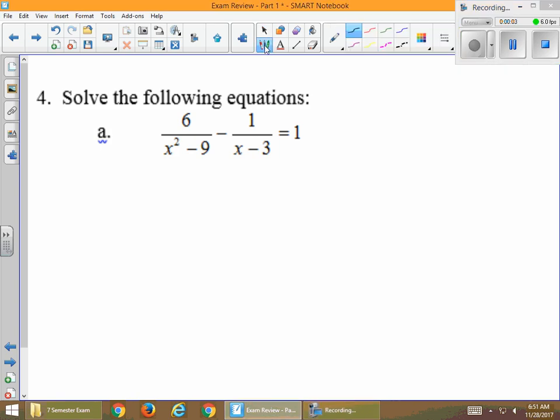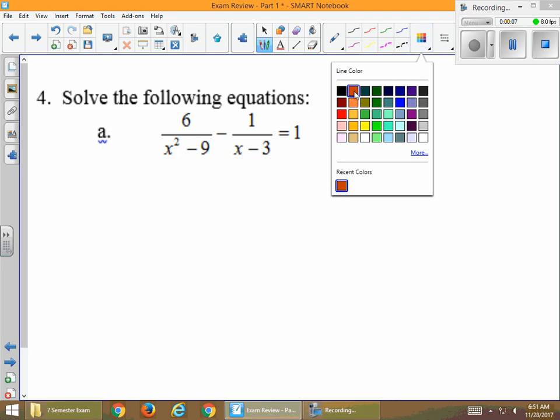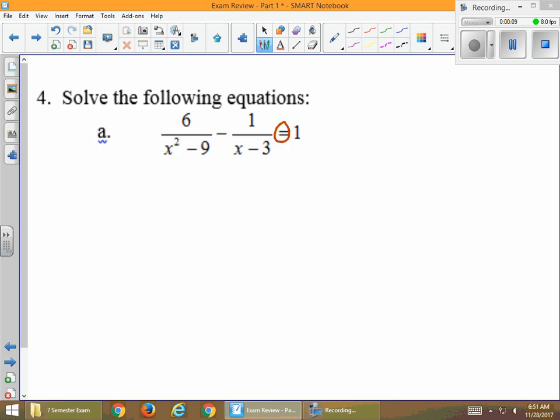All right, now we're going to work on some solving equations. The key to these really is that your equal sign is a game changer. Your equal sign lets you get rid of the denominators in your first step. So we could multiply by all the denominators we have, x squared minus 9, x minus 3, and 1. But that's going to overcomplicate our situation.